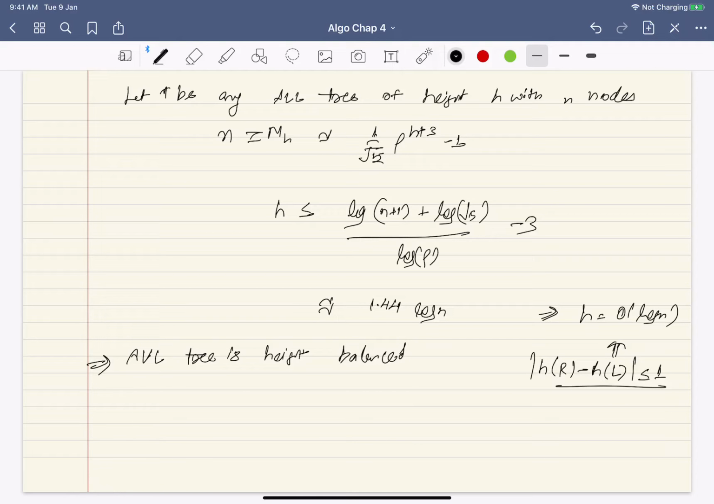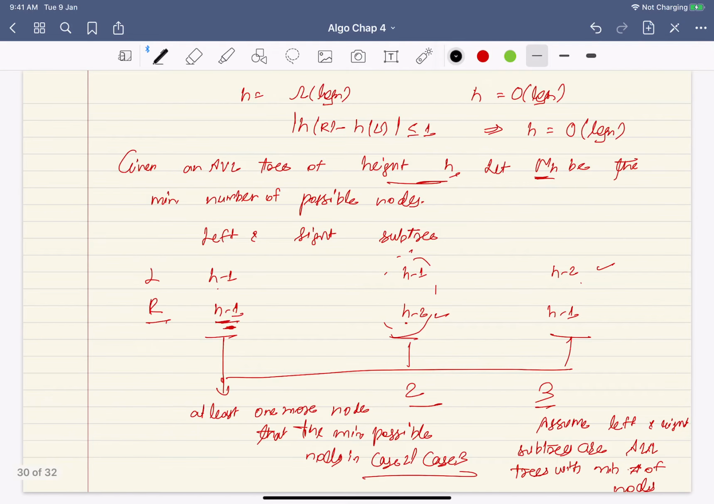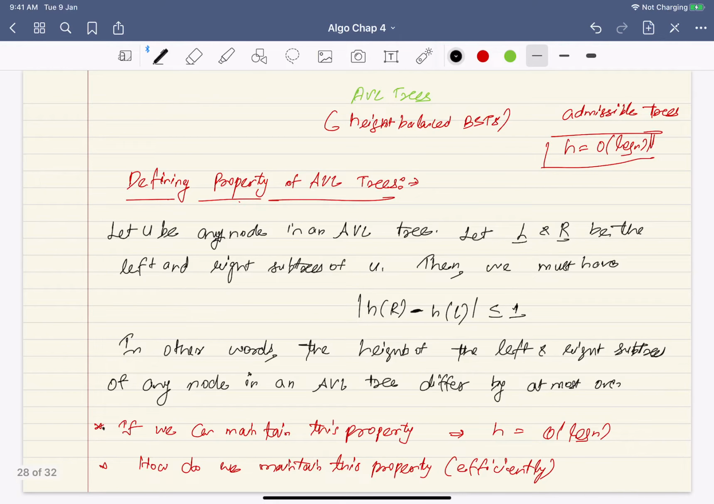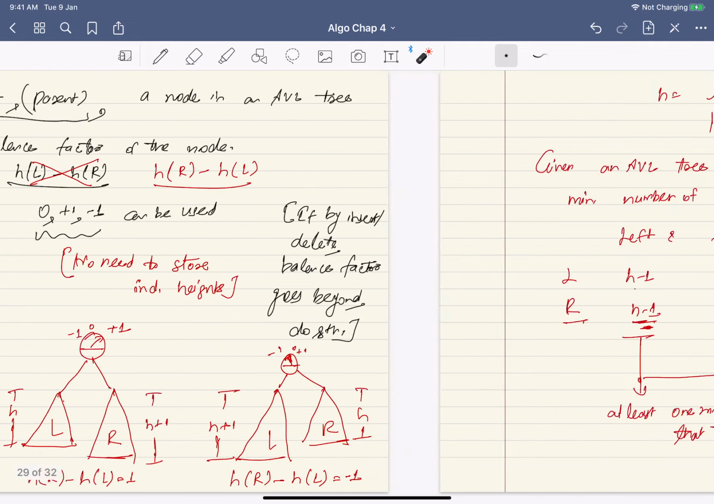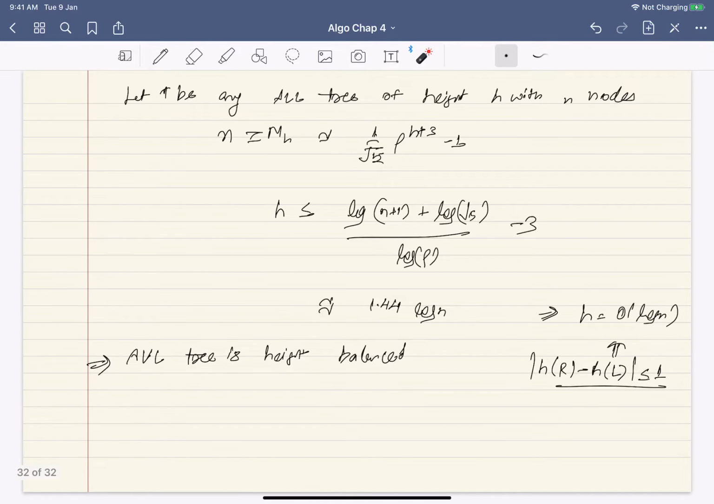Now that we are done with the first thing, if we can maintain this property, then height is order log n. And now the next question is, how do we maintain this property efficiently while doing the operations? So what are the operations? Let's talk about the operations, say search. Now what will happen in search?